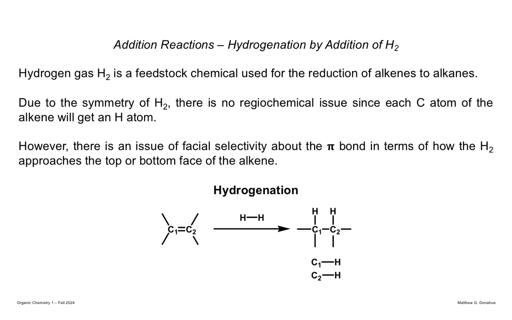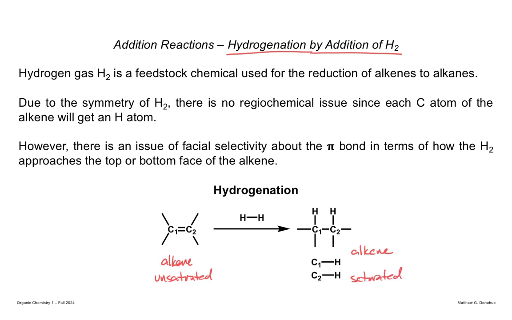So the first one is a pretty common reaction, hydrogenation. And so that's the addition of H2. So the alkene becomes an alkane. So again, unsaturated and now saturated.